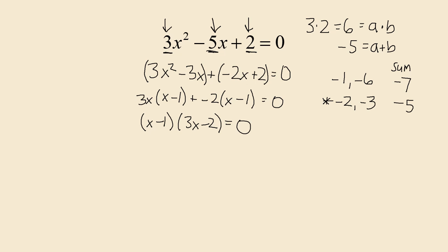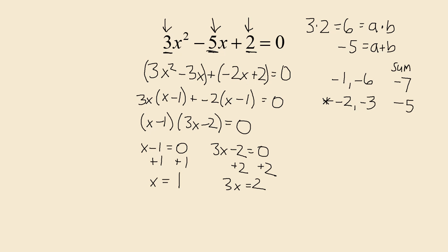And so now I just need to use the zero property and set each one of these binomials equal to 0 and solve for x. So the left side goes pretty quickly, and we see that one of our answers is 1. The right side is a little different because we have a coefficient on the x, but that's okay. It will add one extra step, and it won't be that big a deal at all.